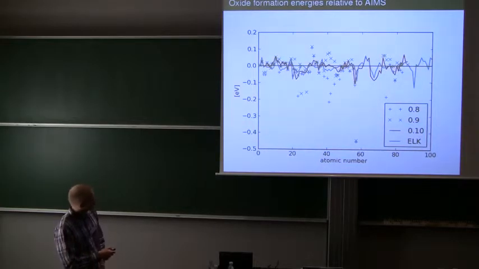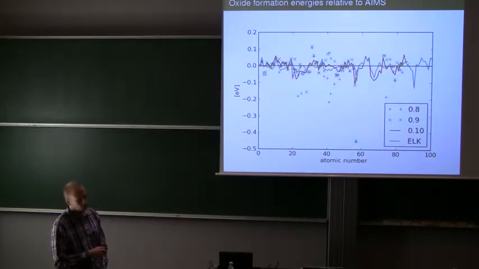The 0.9 does a lot better. See, it corrects these very bad ones here. And 0.10 is the new one we're working on, where we have actually added the lanthanides. And, well, you can argue we need to do much better, since we don't really know if it's Elk or Ames we are aiming for.